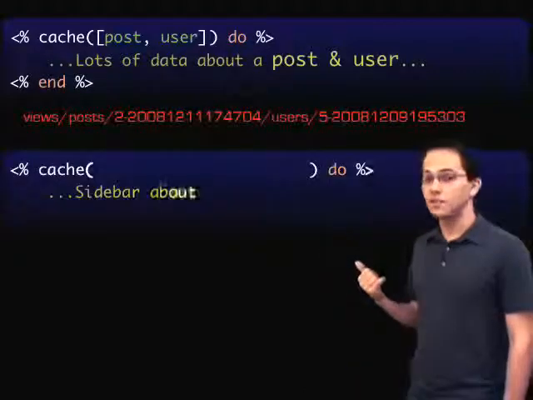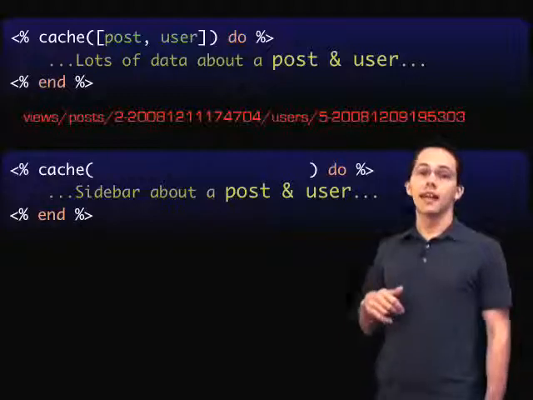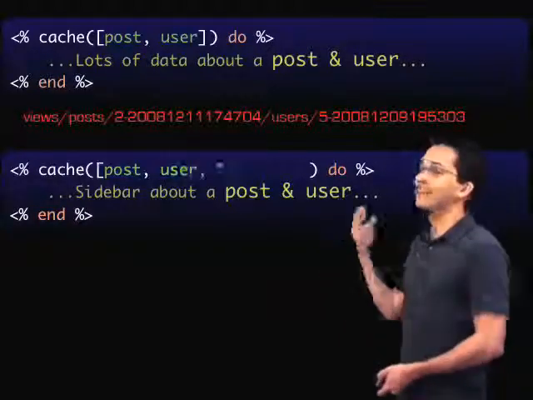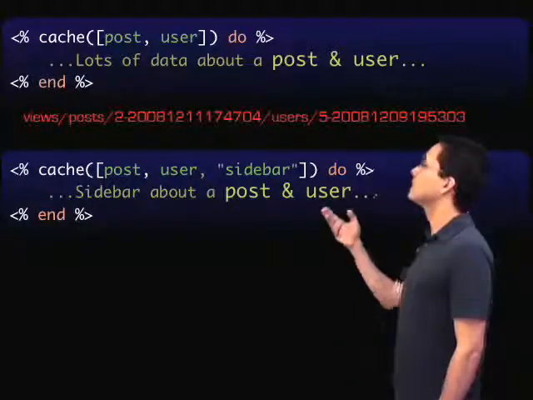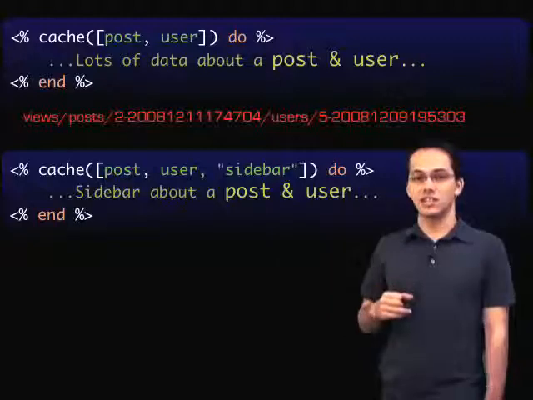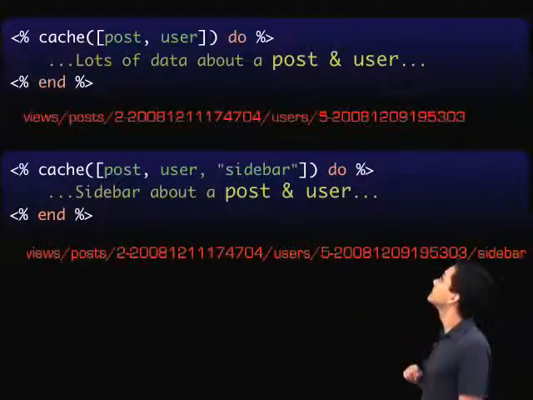If you had something like this in your code, you'd probably also want to add an additional string to that cache key to signify that, well, we're talking about a sidebar. So that might look something like this, where you put a string at the end of that array, which would generate a cache key that looks something like that.